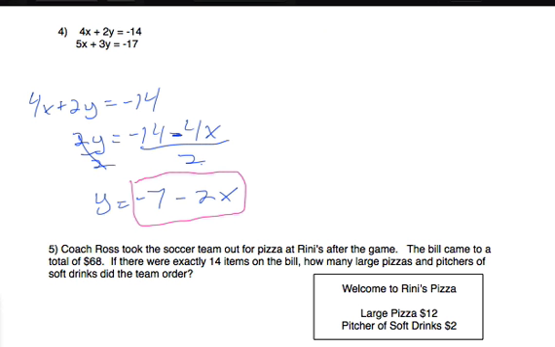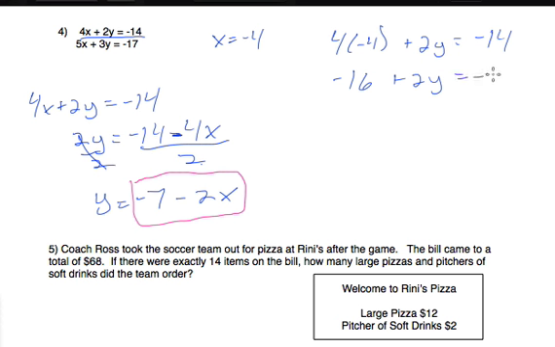So we now know that x equals negative 4. We can use either one of these equations. Let's use the first one here. 4 times negative 4, because x is negative 4, plus 2y equals negative 14. 4 times negative 4 is negative 16, plus 2y equals negative 14. Add 16 to both sides. Those cancel, and negative 14 plus 16 is going to equal positive 2. Divide both sides by 2 and you get y equals 1.